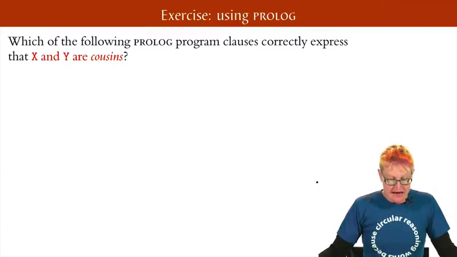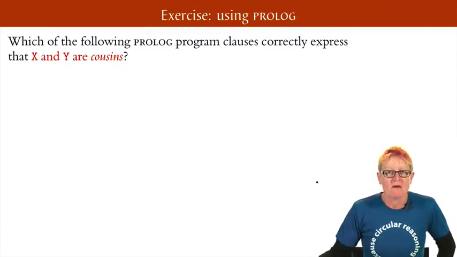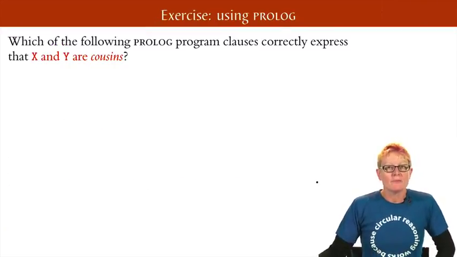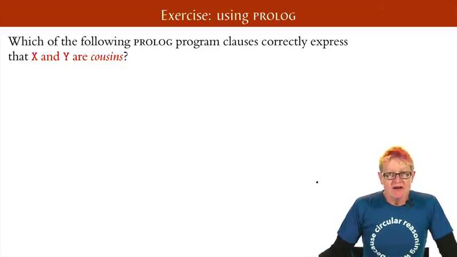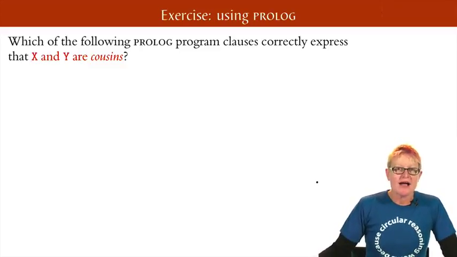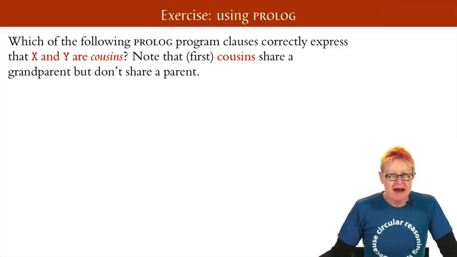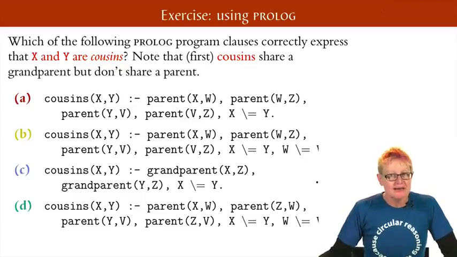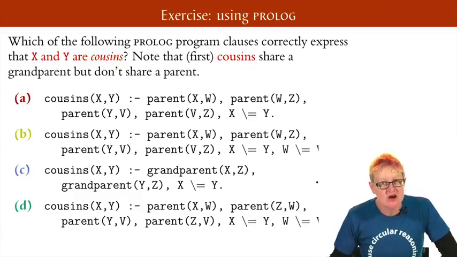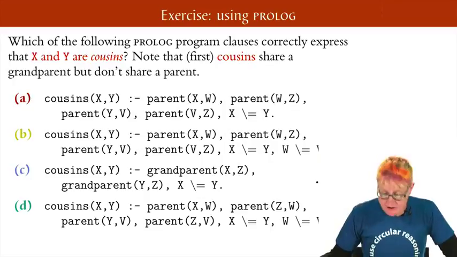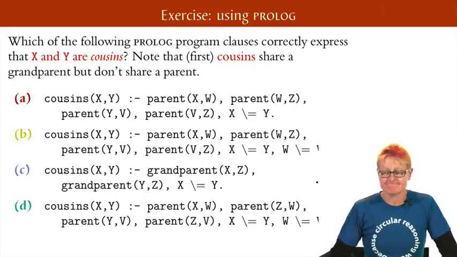Okay, now it's your turn. Which of the following PROLOG program clauses correctly express that X and Y are cousins? Now note that cousins share a grandparent but not a parent. So take your time reading the different options and noting their sometimes quite subtle differences.